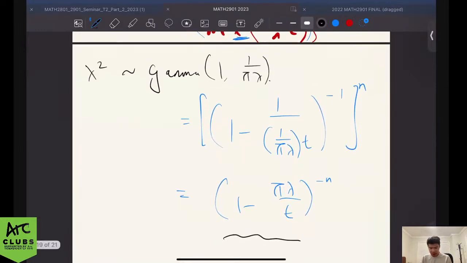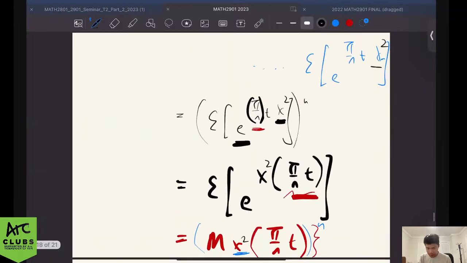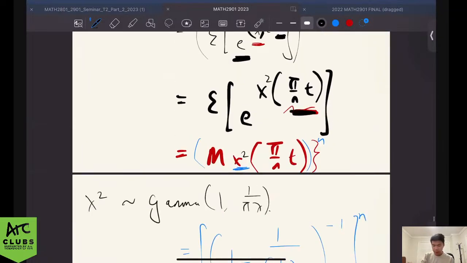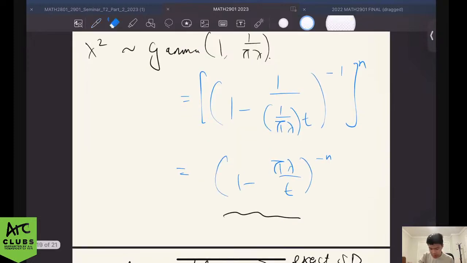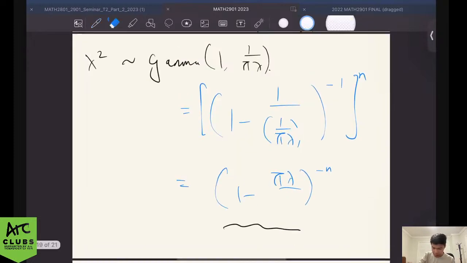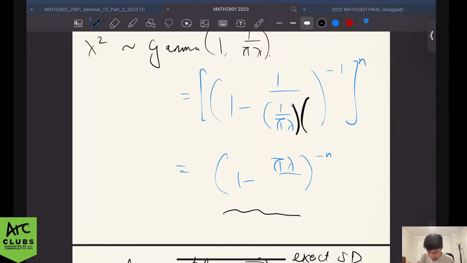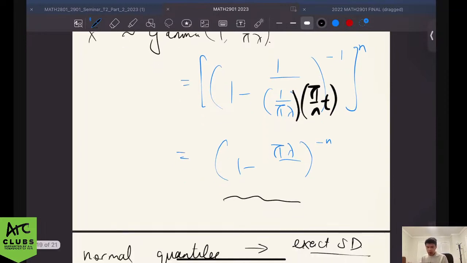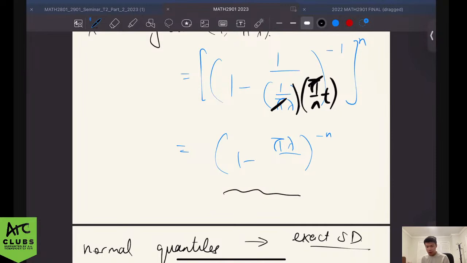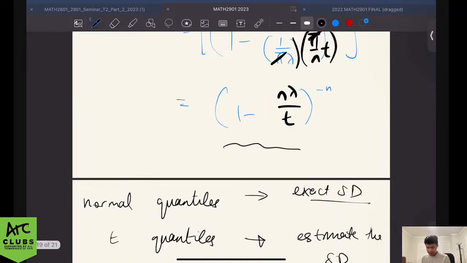Sorry, I think I made another mistake. Because we're subbing in pi on n times t, we need to just chuck that in. So this becomes pi on n times t. The pi's cancel out, but you've still got divided by n lambda, so it becomes n lambda on t. Okay, cool. Alrighty, so we're almost there.